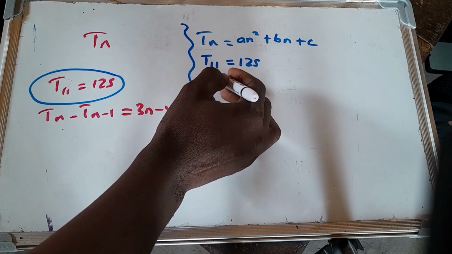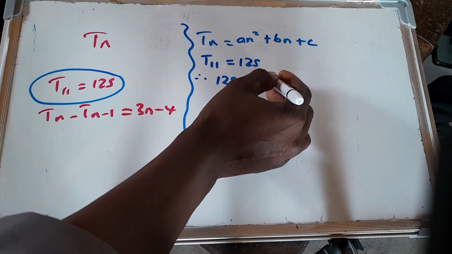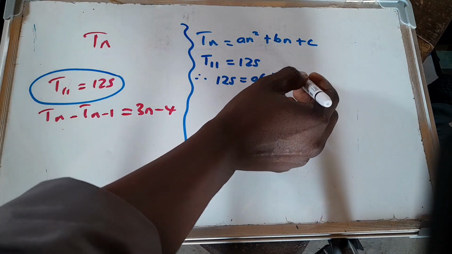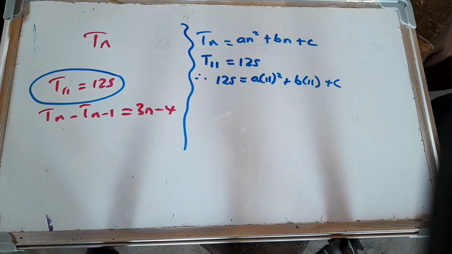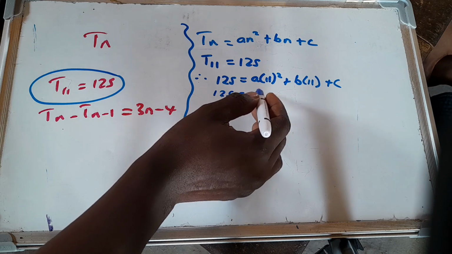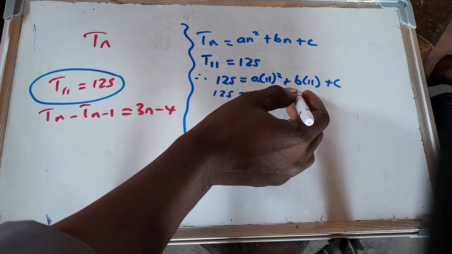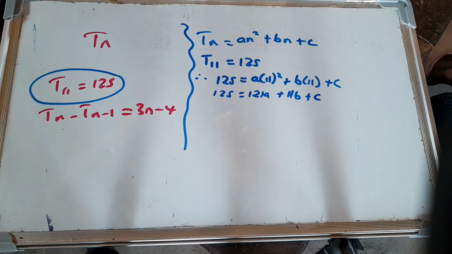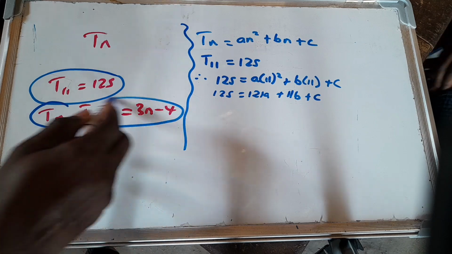This means that 125 is equal to A times 11 squared plus B times 11 plus C. So this would be 125 equals 121A plus 11B plus C. So this second situation that they gave us, what does that mean?